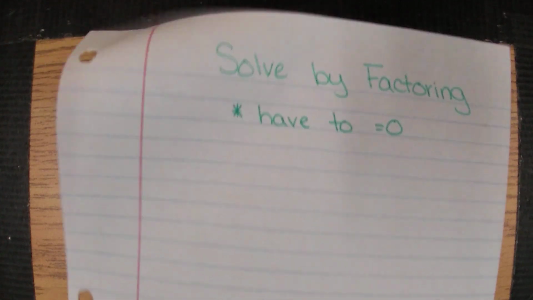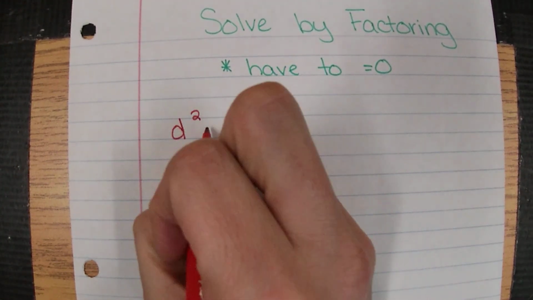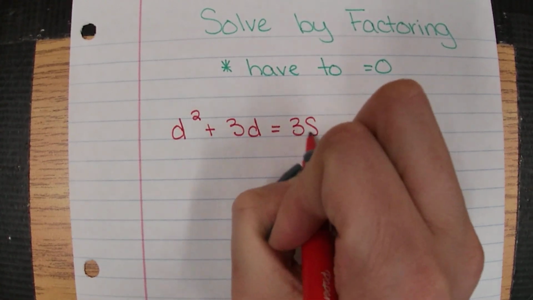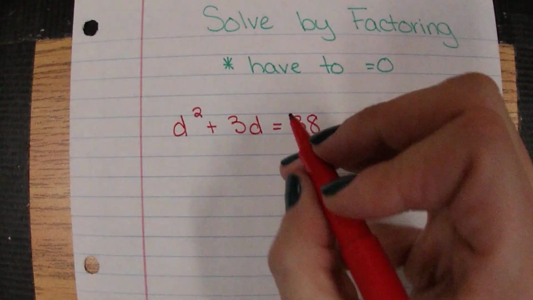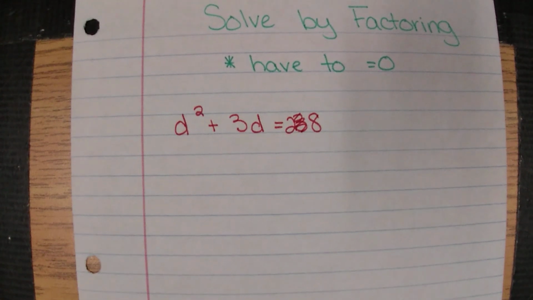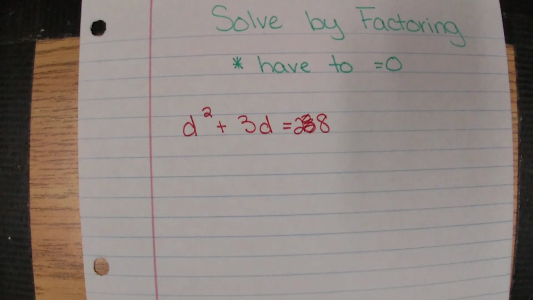So we need to talk about then, okay, well, what do we do when it doesn't equal 0? So let's say, for example, we have d squared plus 3d equals 28. Sorry, 28. Okay, so when we look at this, first thing we should hopefully notice is that this does not equal 0. Well, that doesn't mean we just throw in the towel and say we can't do it.